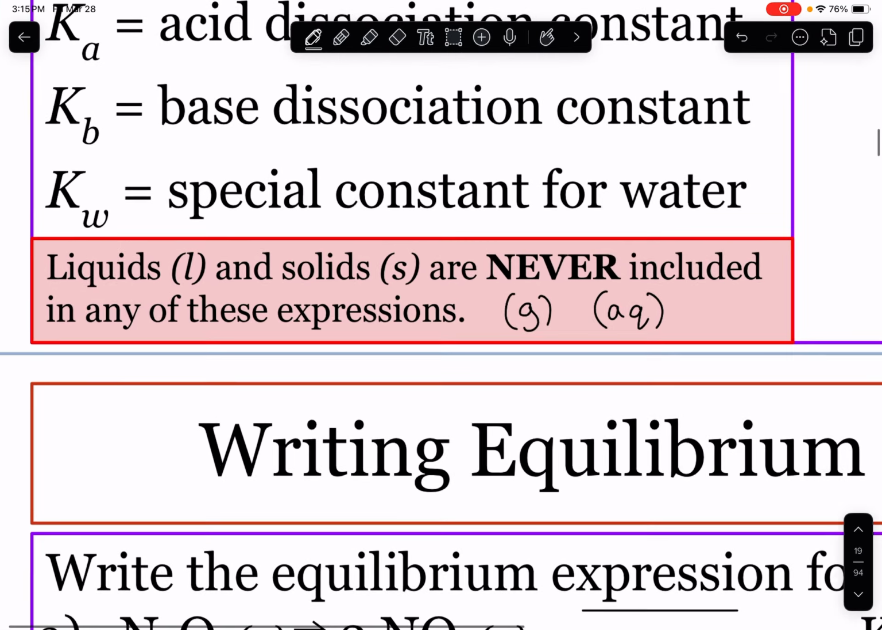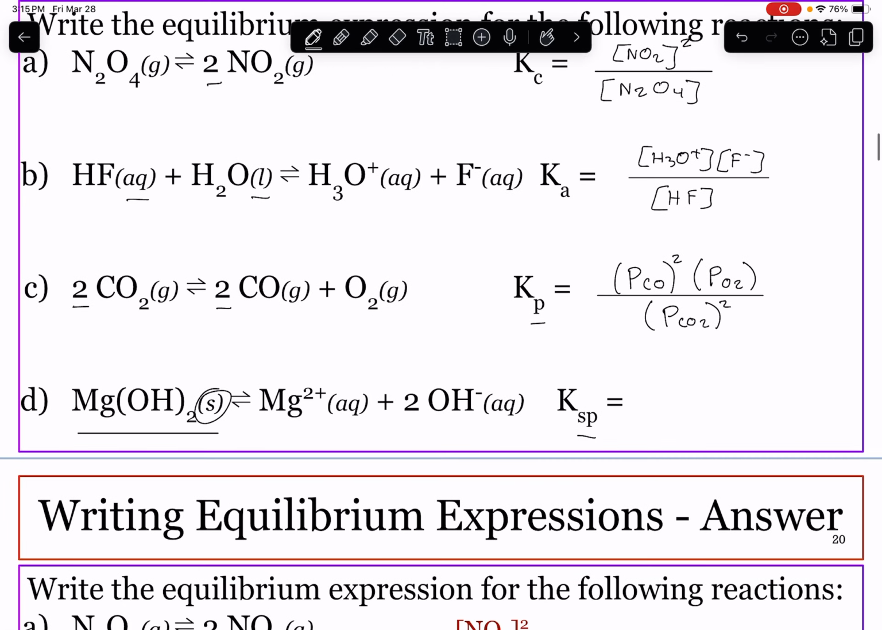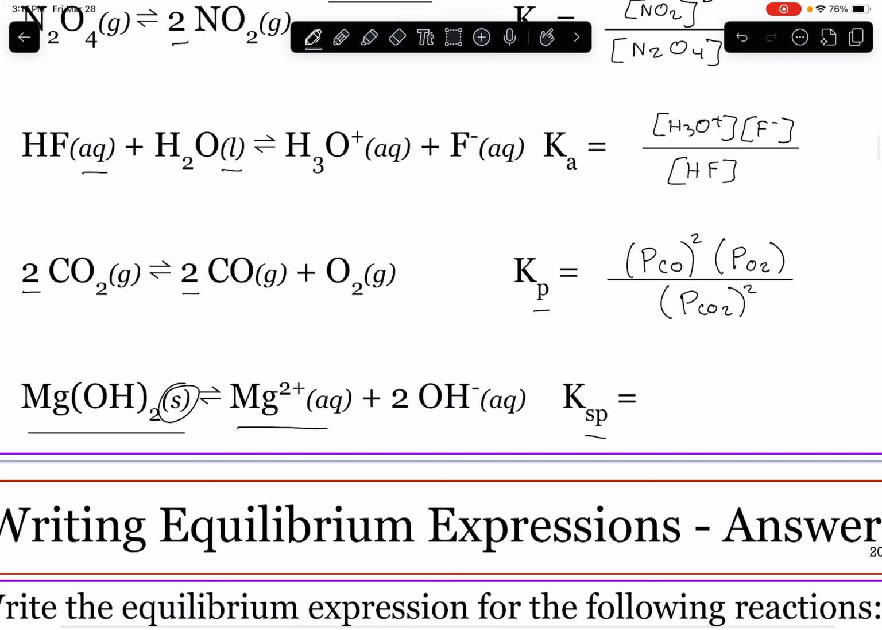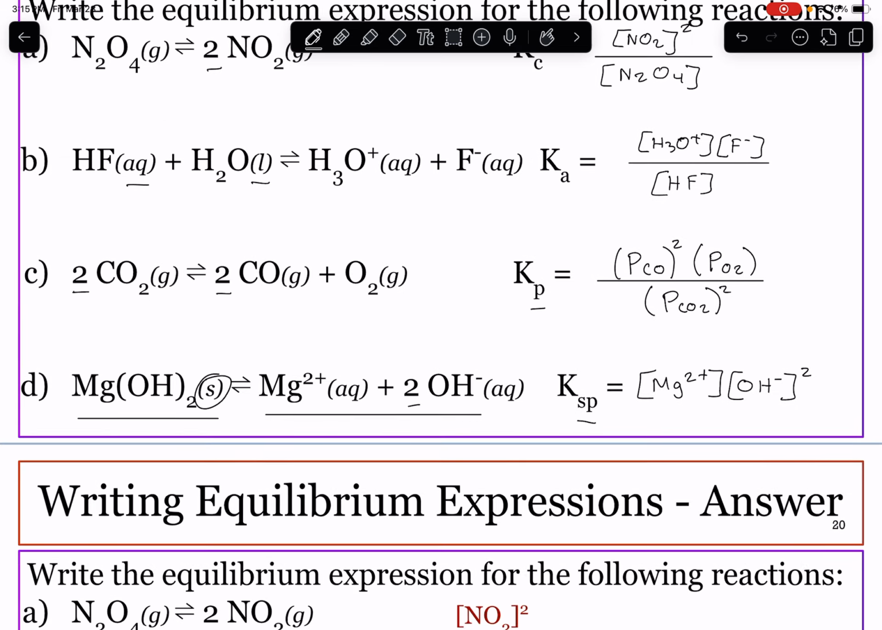Let's look at this yet again. Liquids and solids are never included in any of these expressions, only gases and aqueous substances. So since the products are the only ones with an aqueous or gases, we don't have a denominator in this K expression. You must include the charges on anything that has a charge. The hydroxide, OH, has a 2 coefficient, therefore it has a 2 exponent.